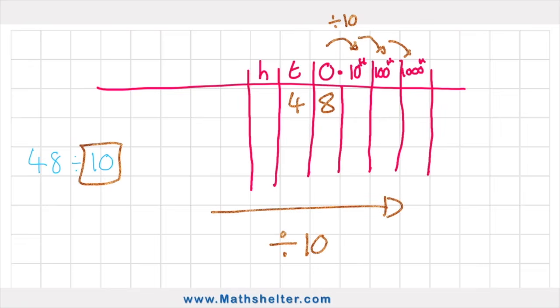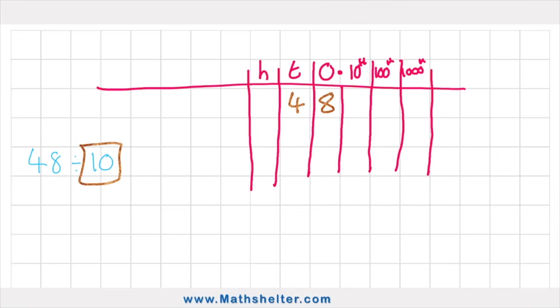So if we think about it, one jump would be dividing by 10, but if we made 2 jumps, I'd be dividing by 100. 3 jumps, dividing by 1000, and so on and so on, but we'll get to that in a moment. For now, we realize that we're only dividing by 10, which means we're going to be jumping 1 column down my place value chart.